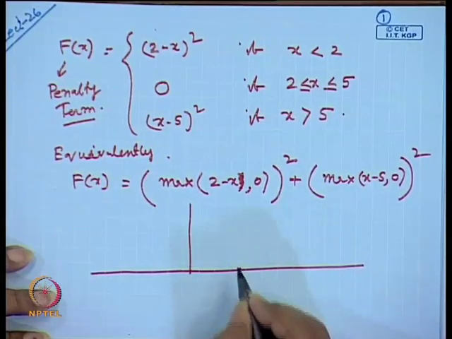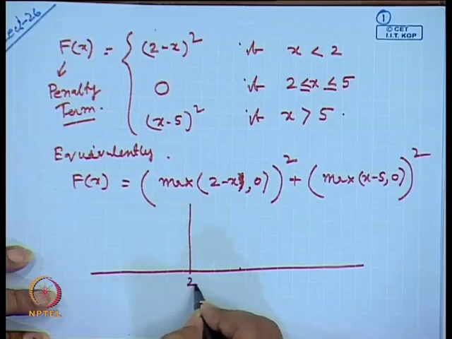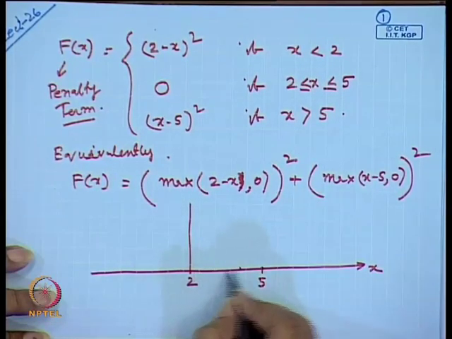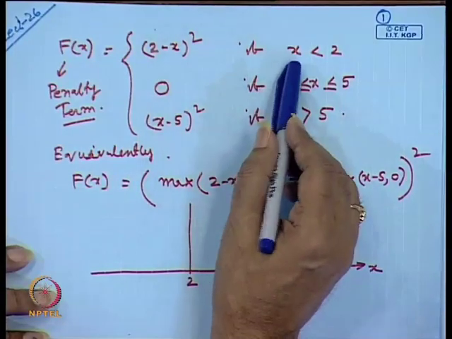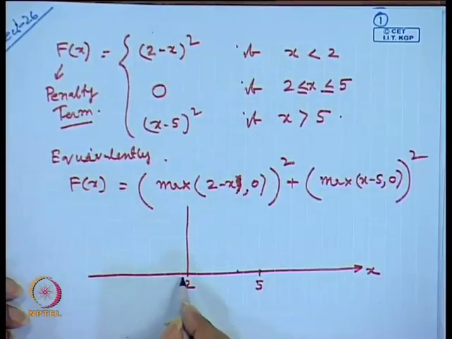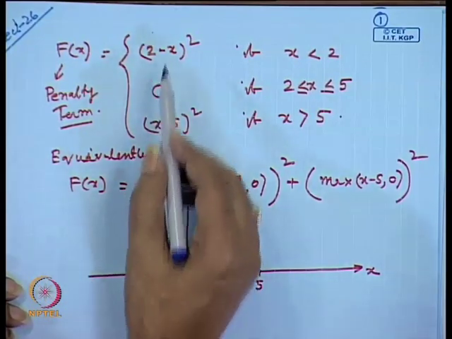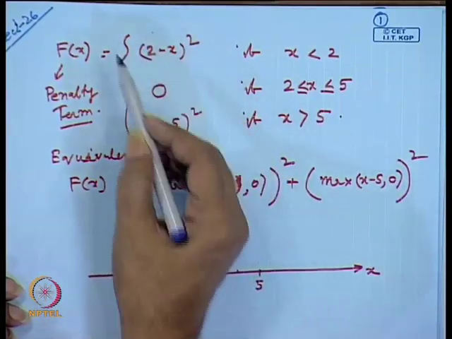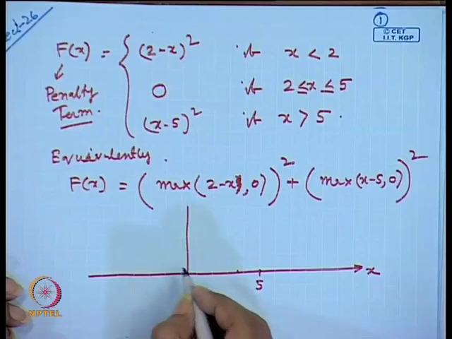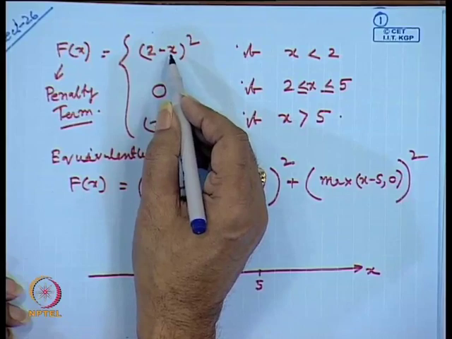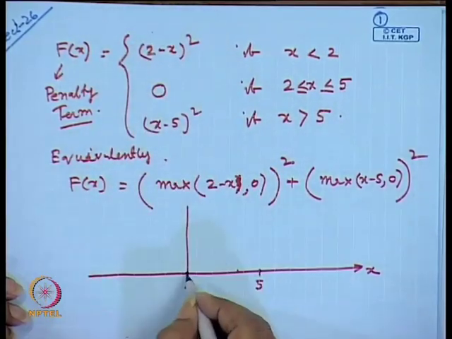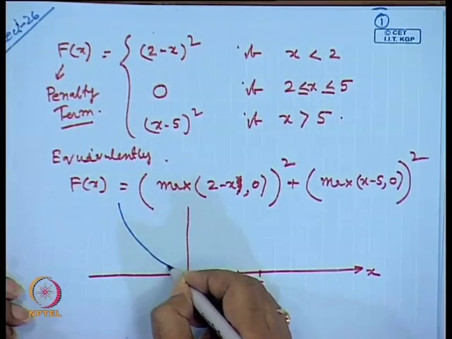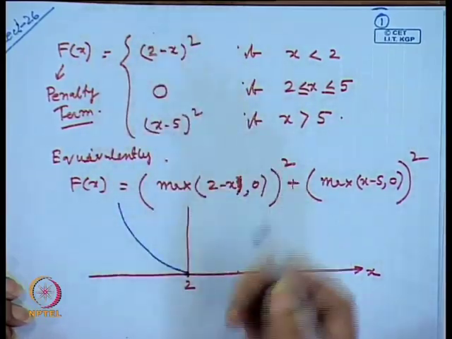If you look at this, our feasible region is 2 to 5, and this is our x. Then, when x is less than 2, in this region, what is this value? This is a square term. When x is equal to 2, this value is 0. When x is less than 2, say 1.9, it slowly increases and it goes squarely like this, because it is x minus 2, or 2 minus x, whole square.